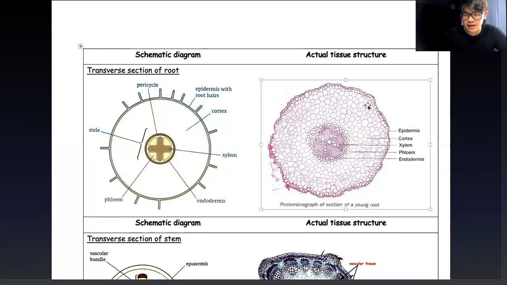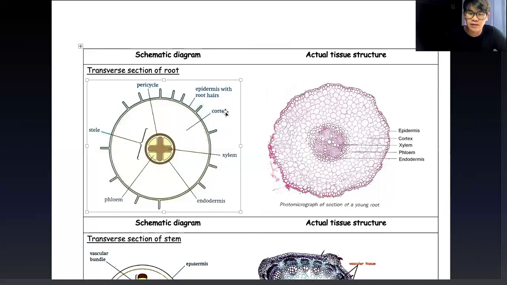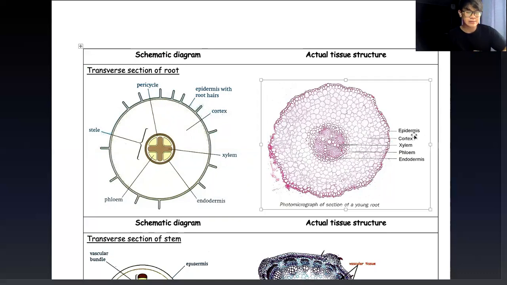Okay, and in this case, it's not just simply blank. It's actually filled with tissues, filled with cells. They're all similar cells. So there are tissues which are what we call the cortex region. Okay, so we call it the cortex.